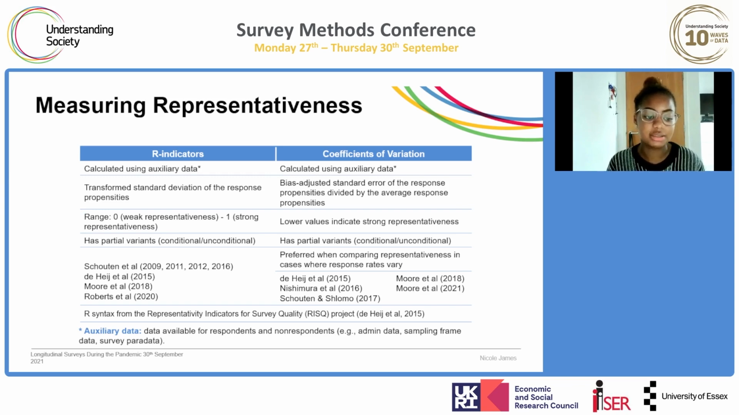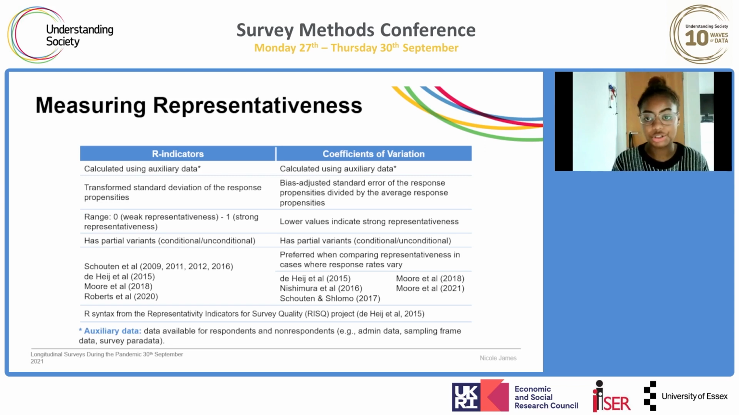So the R indicator is the transformed standard deviation of the response propensities, and it ranges from 0 to 1, where 0 indicates weak representativeness and 1 indicates strong representativeness. The CV is the bias-adjusted standard error of the response propensities divided by the average response propensities, and lower values indicate strong representativeness. So both have full and partial versions, and the full versions just show the magnitude of the bias, but cannot identify specific survey variables that contribute to that bias.